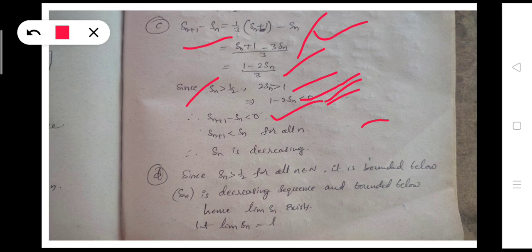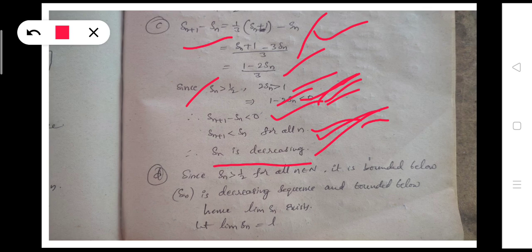So S(n+1) minus S(n) will become less than 0. That means S(n+1) minus S(n) is less than 0, so S(n+1) is less than S(n) for all n. This condition tells us that S(n) is a decreasing sequence.